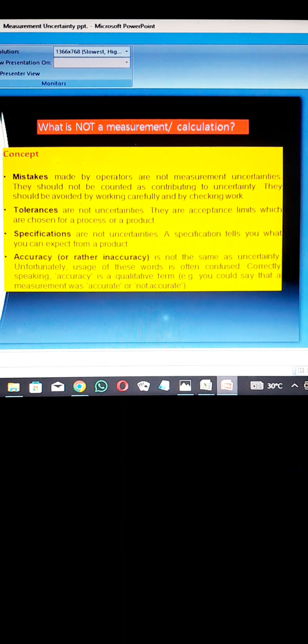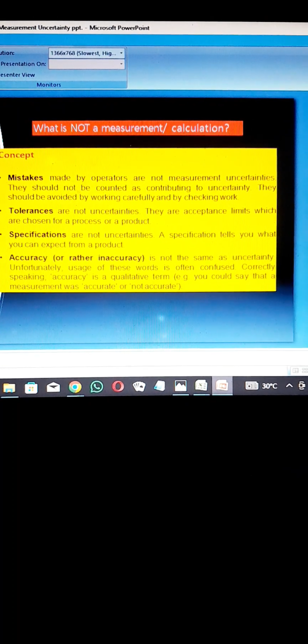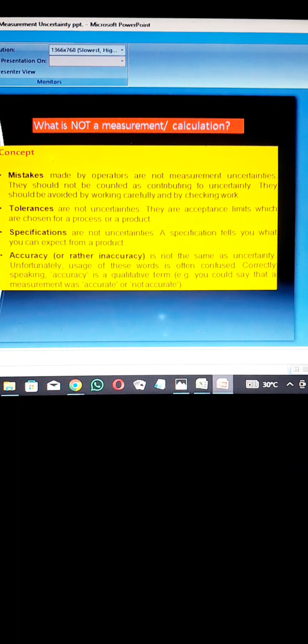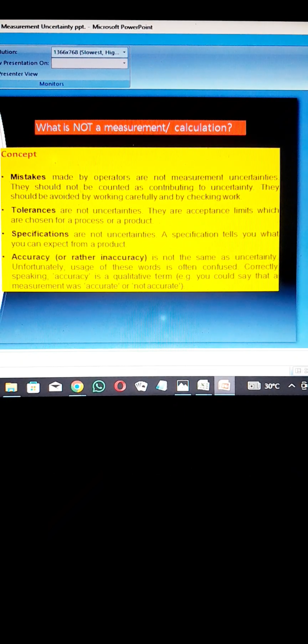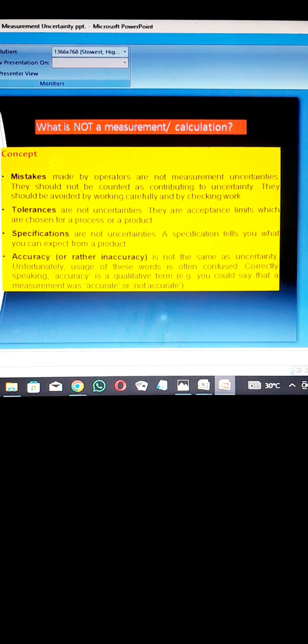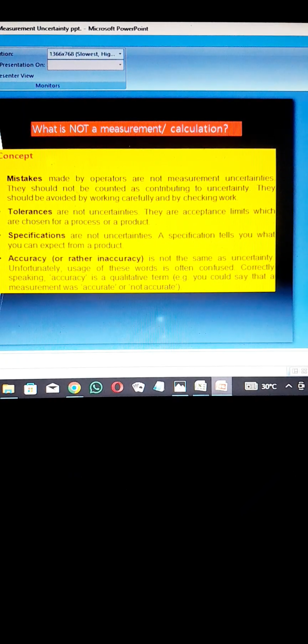And what is accuracy? Accuracy, or rather inaccuracy, is also not the same as uncertainty. Unfortunately, usage of this word is often confused. Correctly speaking, accuracy is a qualitative term. For example, I could say that a measurement was accurate or not accurate.